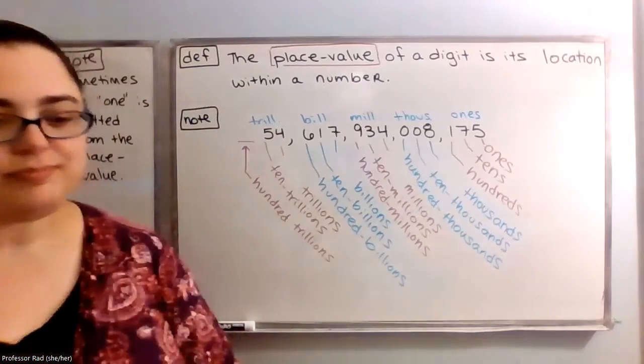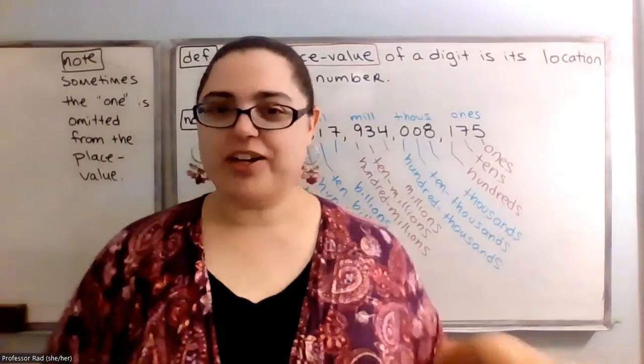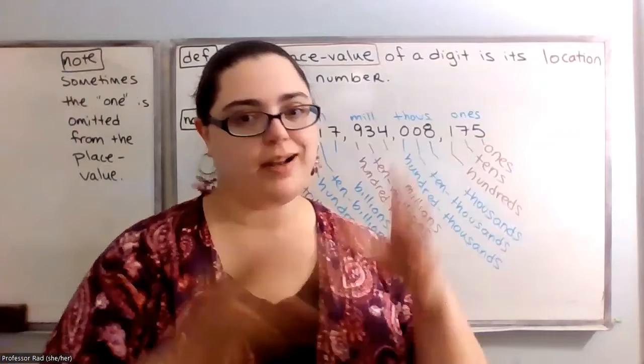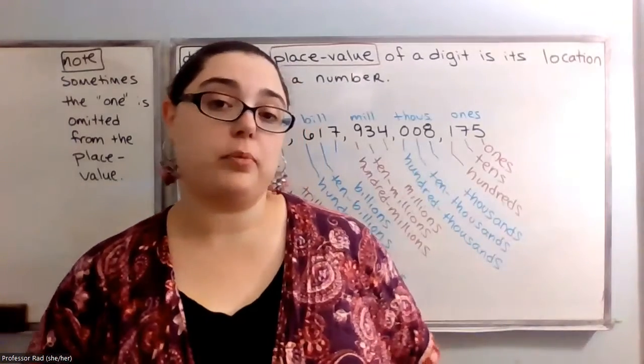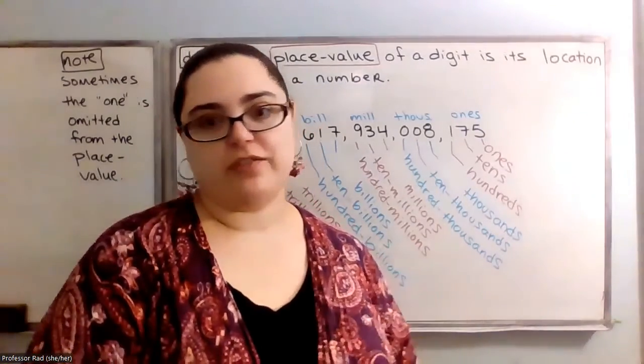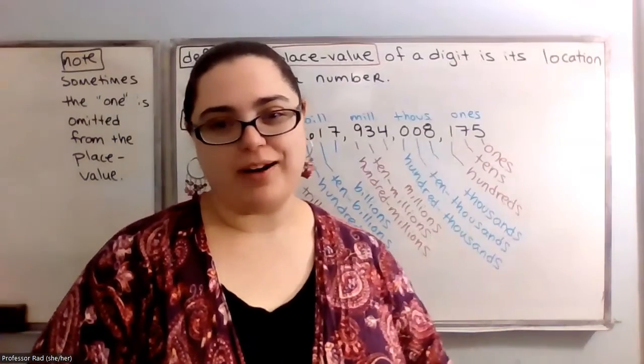Okay, so I'm going to wrap up this video here. In the next video, we're going to combine this one and the next and look at an example. We'll look at an example of identifying place values and writing out number names.